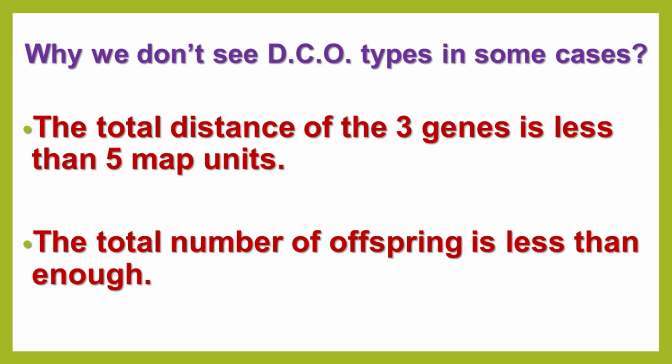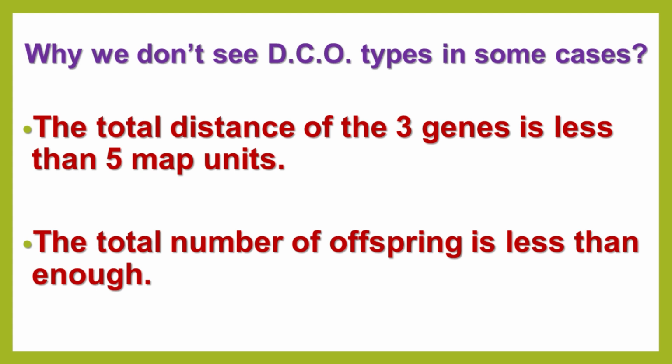First, let's see why we sometimes don't see double crossover types among offspring. The first reason could be that, as I mentioned in my video Linkage 201, 3-point gene mapping, the distance between the three genes is less than 5 map units. Due to interference, double crossover types will never appear among the offspring.